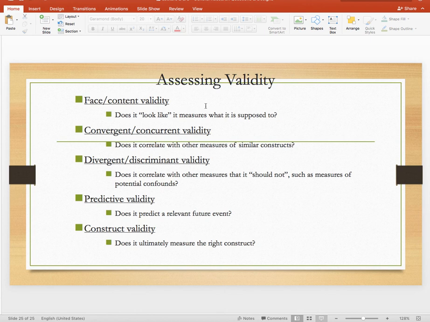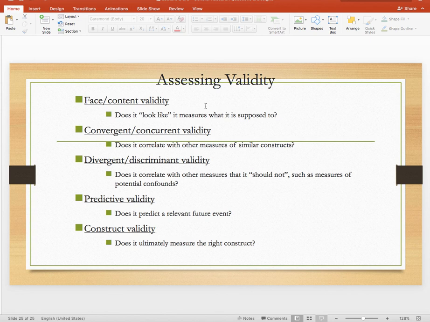Perfect. All right, number 4, predictive validity. With predictive validity, we ask the question, does it predict a relevant future event? So in other words, we know that we can manipulate behavior in this specific fashion. My assessment tool should capture that behavior as it changes with my manipulation. If it does capture it, then it means I'm valid.